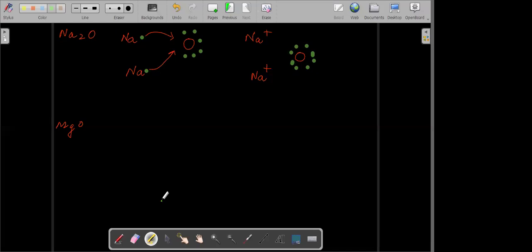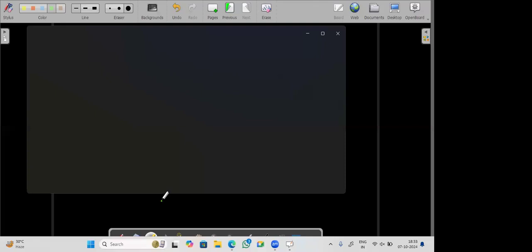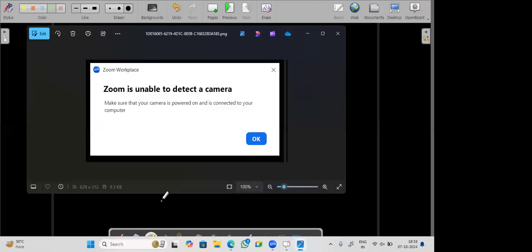Okay, Sumuk, you are having a problem with your camera. Okay, anyways, no issues.